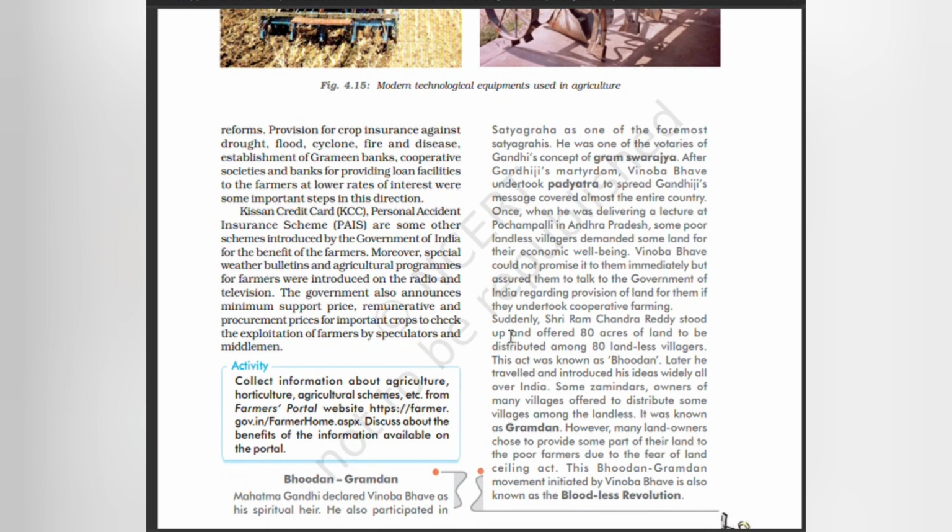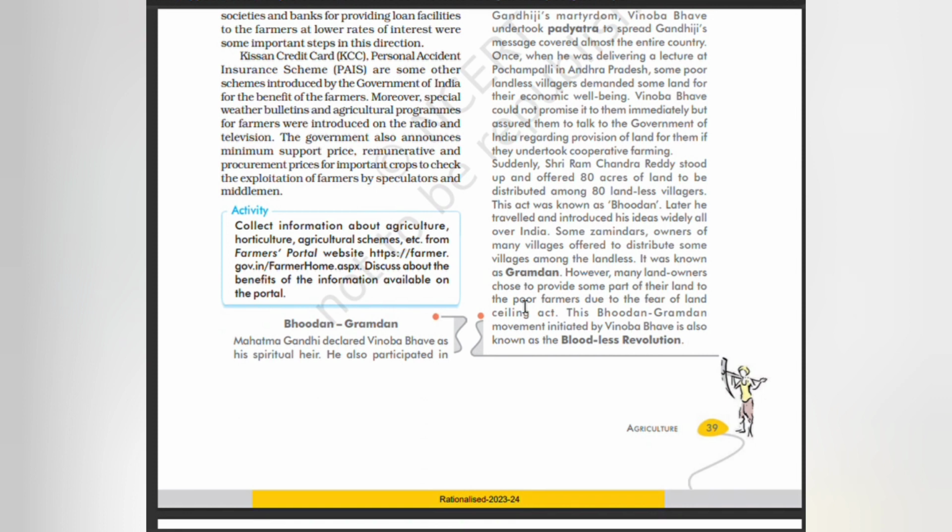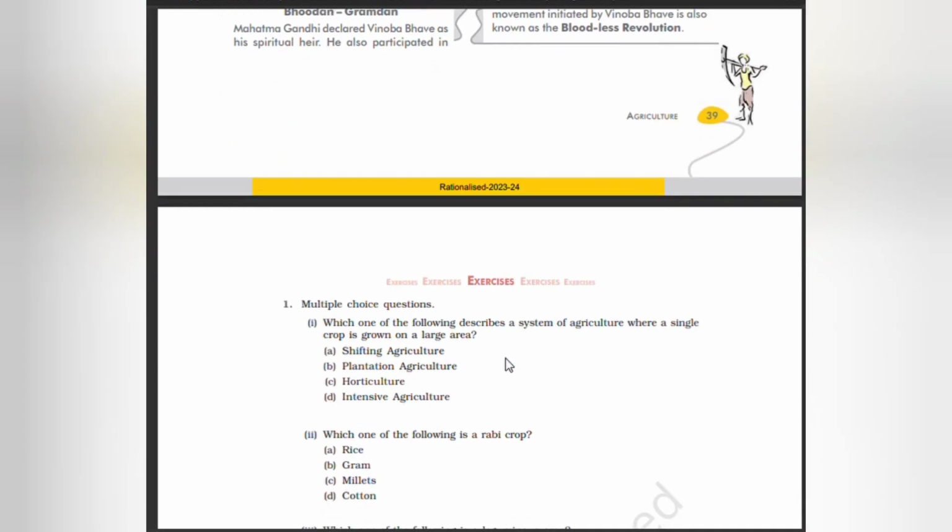Suddenly, Sri Ramchandra Reddy stood up and offered 80 acres of land to be distributed among 80 landless villagers. This act was known as the Bhoodan. Later, he traveled and introduced his ideas widely all over India. Some zamindars, owners of many villages, offered to distribute some villages among the landless. It was known as Gramdan. However, many landowners chose to provide some part of their land to poor farmers due to the fear of the Land Ceiling Act. This Bhoodan Gramdan movement, initiated by Vinoba Bhave, is known as the Bloodless Revolution.